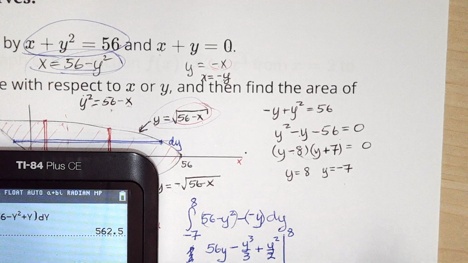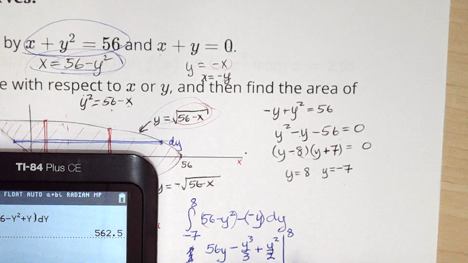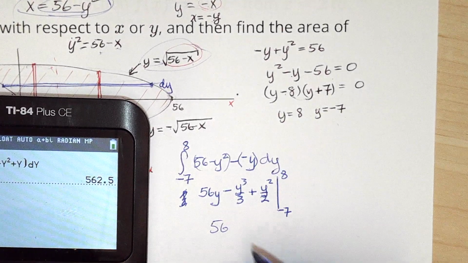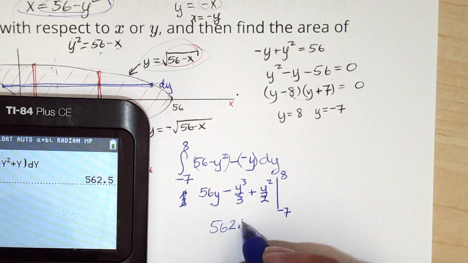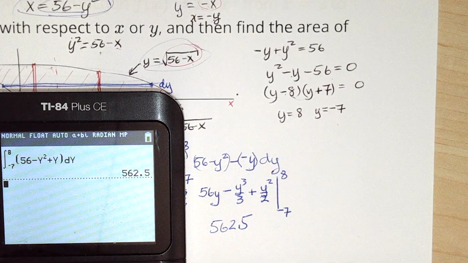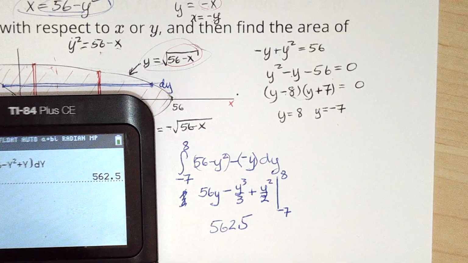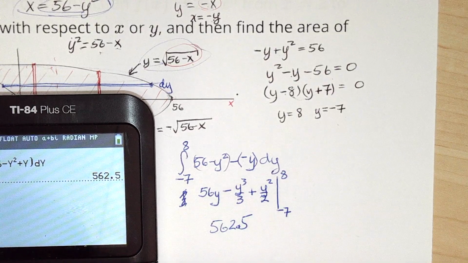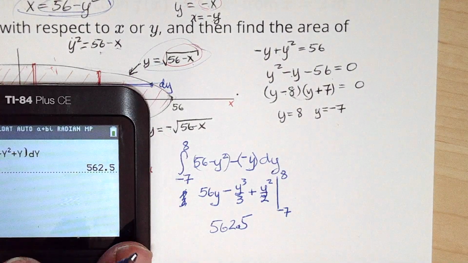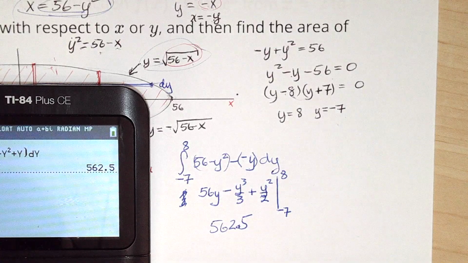562.5. You can see the calculator. This is the answer I get, and it's the same thing as I had over here. And you can also see that it would be what I get from this.